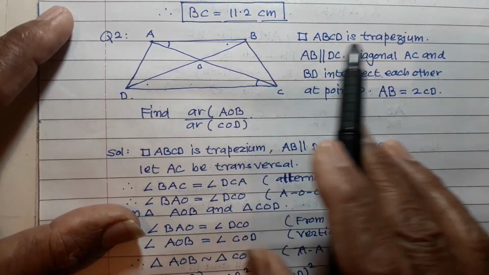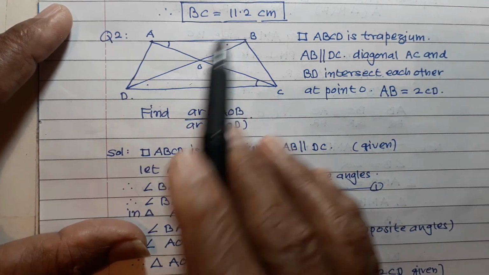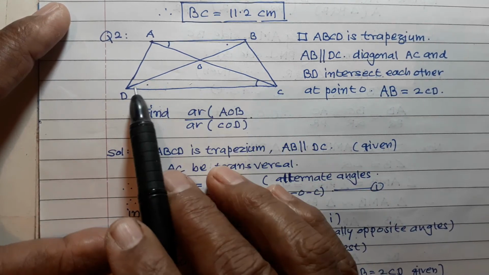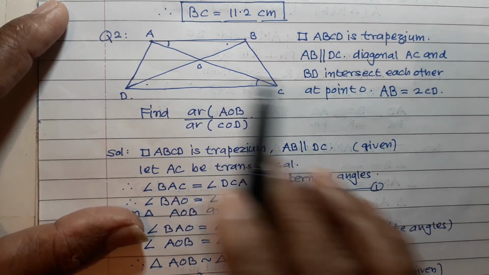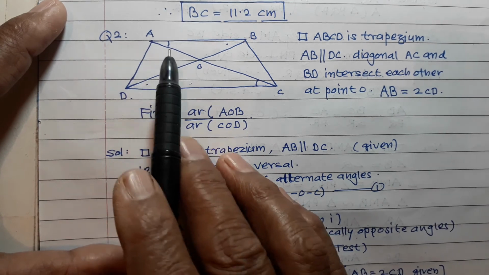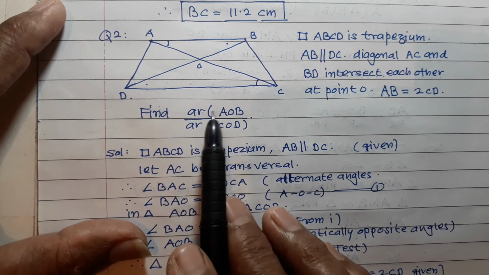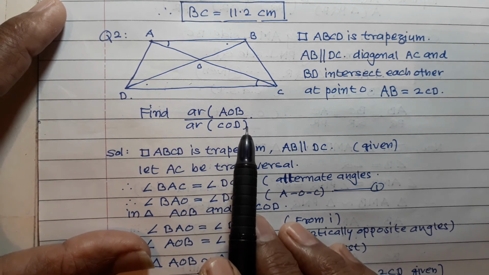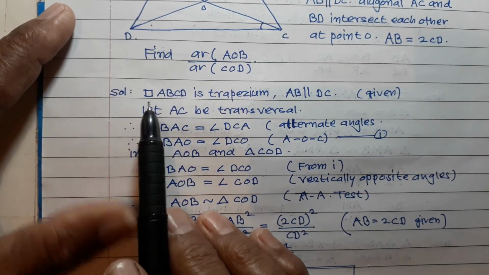Now quadrilateral ABCD is a trapezium, given, in which AB is parallel to DC, diagonal AC and diagonal BD intersect each other at point O, and AB is equal to 2CD, given. So this AB is equal to 2CD, given, and find area of AOB upon area of COD. Okay. Now solution.